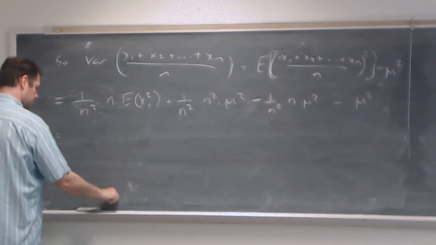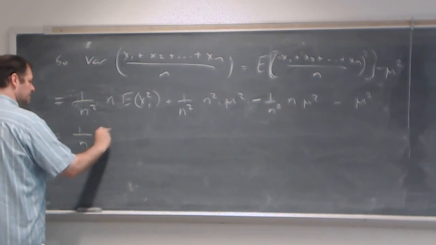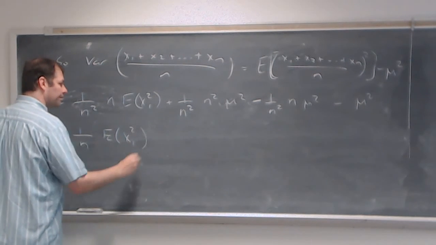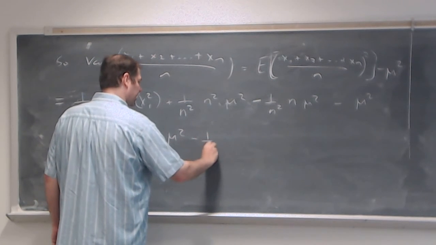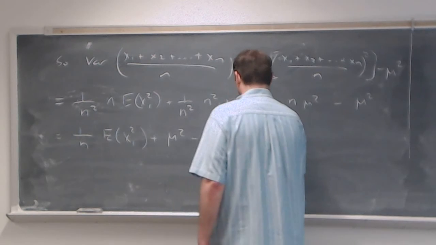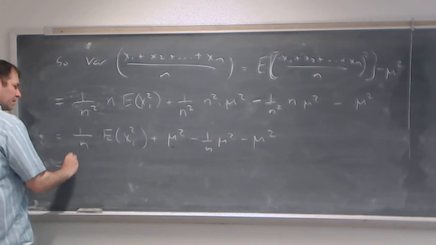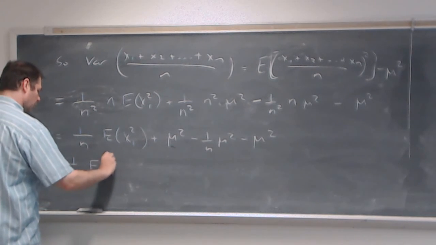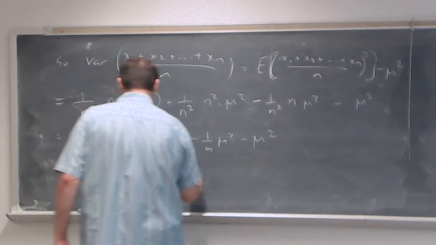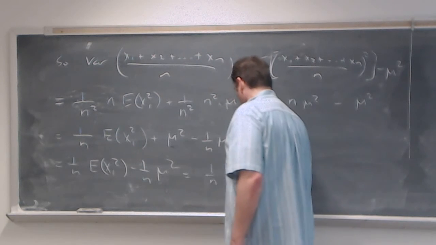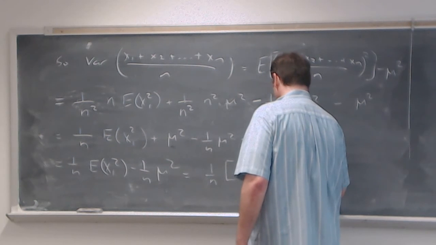This is equal to 1 over n times the expected value of x sub 1 squared, plus here it is mu squared, and then it's minus 1 over n mu squared, minus mu squared. These two mu squareds would cancel with each other, so I'm left with 1 over n times the expected value of x sub 1 squared, minus 1 over n mu squared, and I can factor out the 1 over n, and what I'm left with is the expected value of x sub 1 squared minus mu squared.